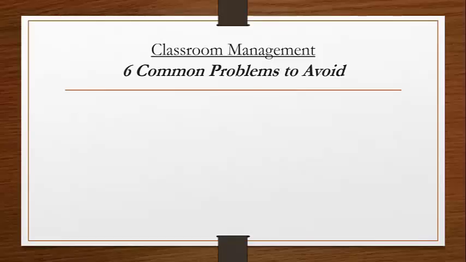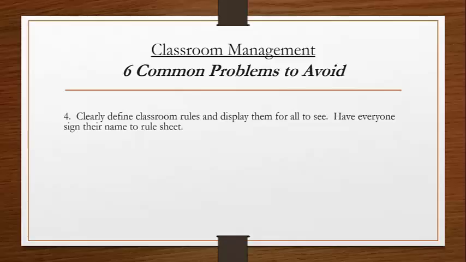Our next problem is making sure that we have clearly defined classroom rules and display them for all to see. A great way to do this is to have everyone sign their name to the rule sheet. Try not to have too many rules. A good amount is usually 5 rules, and then let the class, your kids, make up the 6th one. So what are some examples?